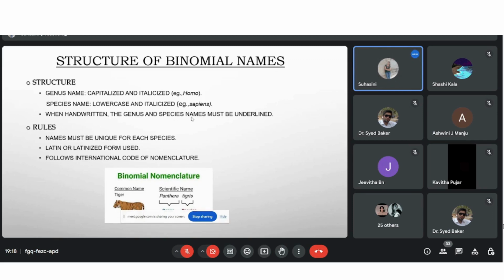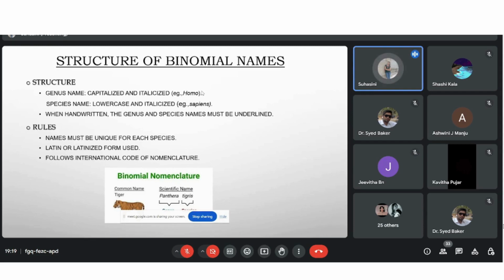This is only applicable when you are writing in a system or in print format. When you are writing by hand in your notes or in exams, you can underline the names, genus separate and species separate. It must be underlined.